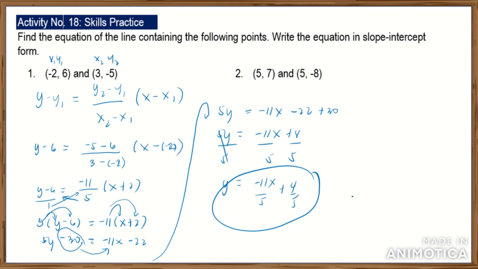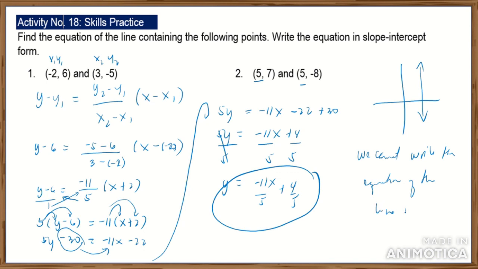How about for number 2? Now you look at the x coordinates of number 2. They're just the same. So meaning to say, we have here a vertical line. So therefore, we cannot write the equation of this line in slope-intercept form. I hope you were able to get all the answers correctly.